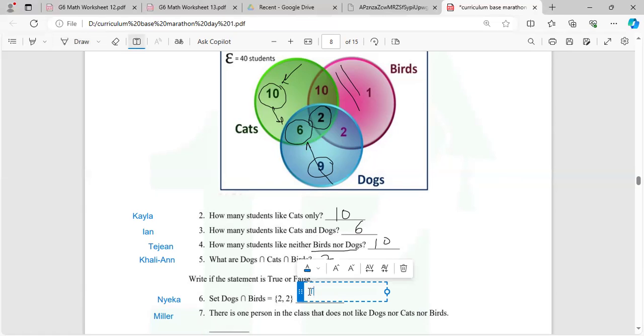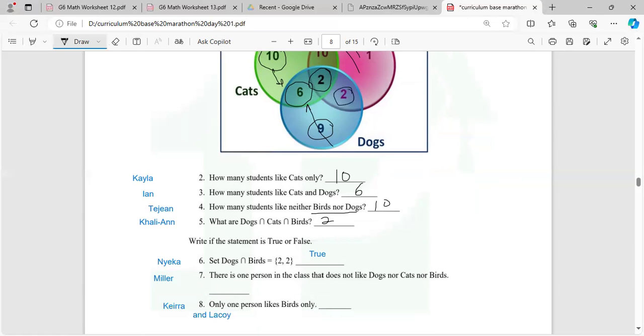All right, let's see. It says, write the statement true or false. Set dogs intersect birds. So it's dog and bird. See it here? It's these two right here, guys, not all three. Yeah, that would be true. All right. So Milano, you're for 7.